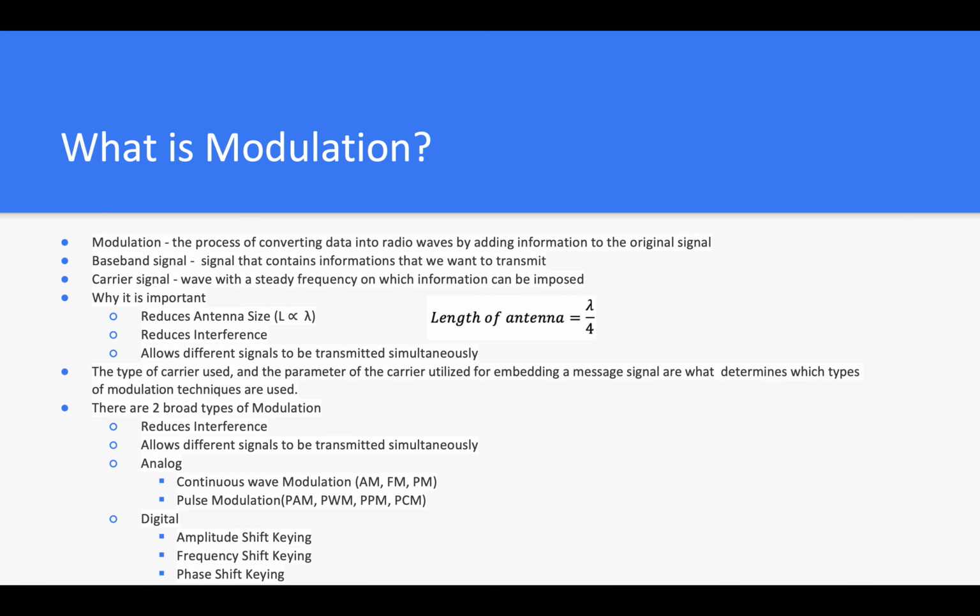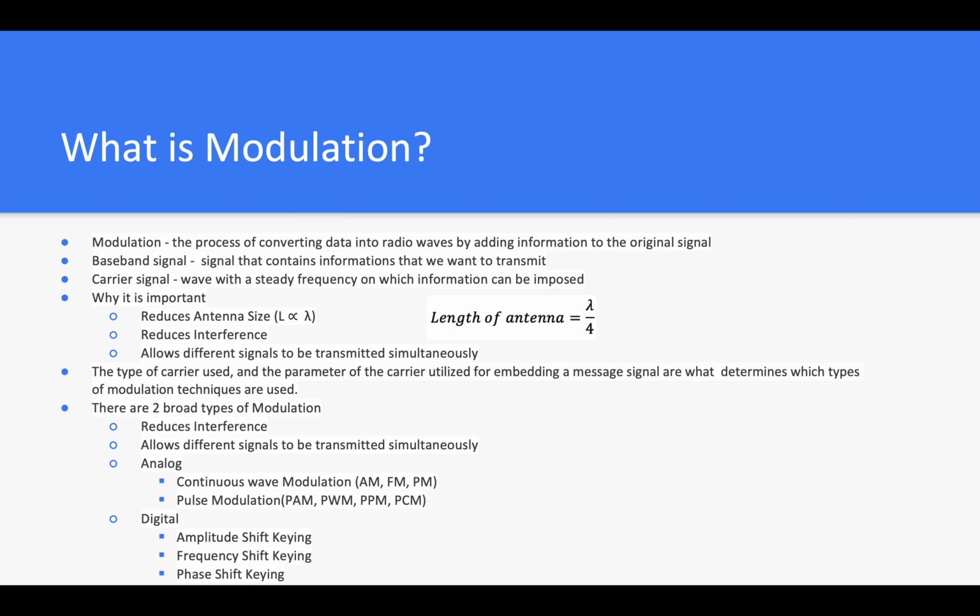Modulation is the process of converting data into radio waves. It is used to transmit signals over a distance, and this is done by using the baseband and carrier signal. The baseband signal, also known as the message or modulating signal, holds the message that we want to transmit. And the carrier signal is a wave with a steady frequency. The baseband signal is imposed on the carrier signal, and the carrier signal is then transmitted. The process of imposing the baseband signal onto the carrier is like hiding a code inside the carrier wave.